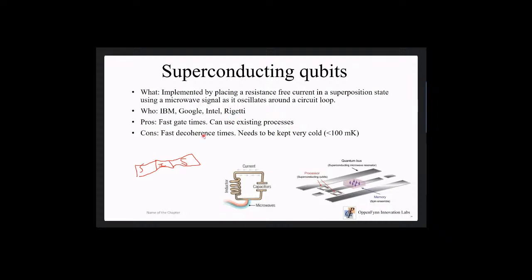Of course, there are some problems with it. The fast decoherence times. By decoherence, I mean they are very susceptible to environmental noise and can be disturbed by it. So it needs to be kept very cold. Like I said, the temperatures are typically very close to absolute zero. In this case, the temperatures are usually less than 100 millikelvin, almost less than 0.1 kelvin, close to absolute zero. So as you can imagine, it's not going to be easy to do that.